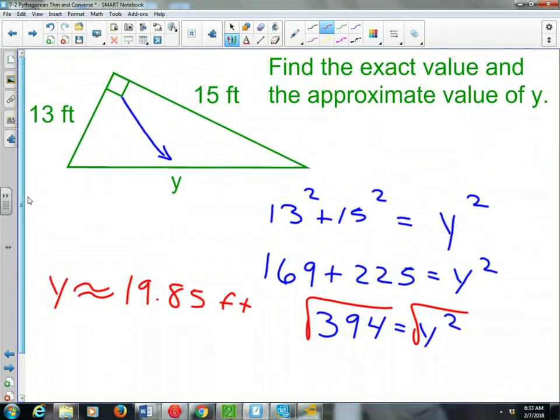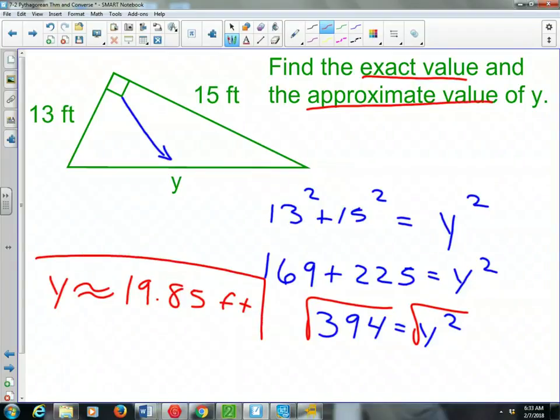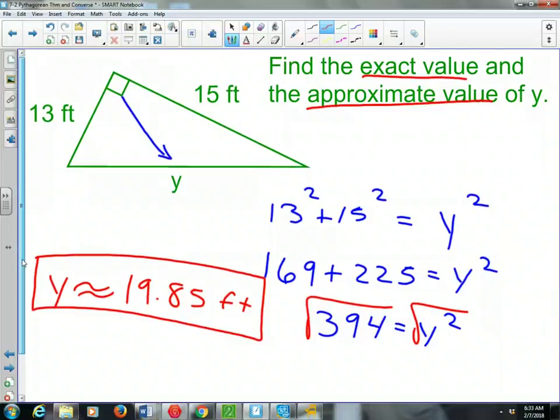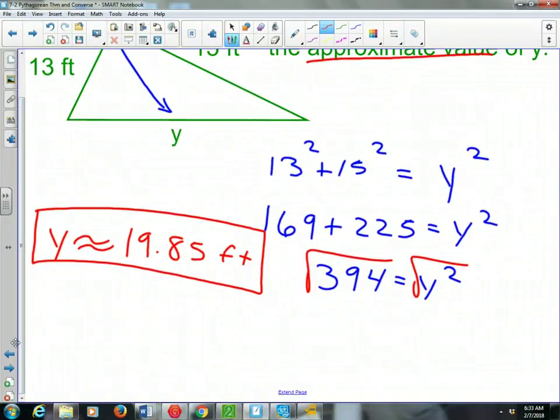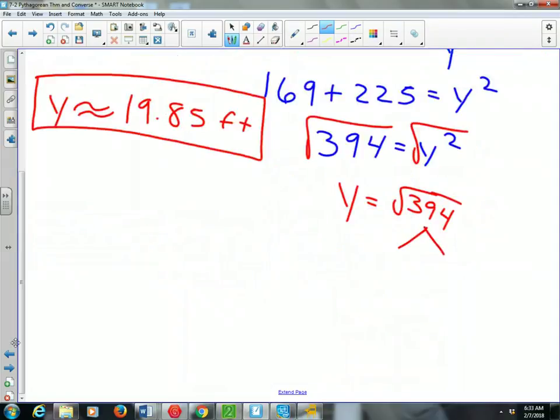So our instructions here at the top say find the exact value and find the approximate value. We have found the approximate value. This is the approximate value. 19.85 is not exactly 19.85, it's about or approximately. If I wanted to find the exact answer, I would break down the square root of 394. So this is what we did in the past few days, where we tried to break down this radical by seeing what perfect square goes into it, or you could use prime factorization to find this out.